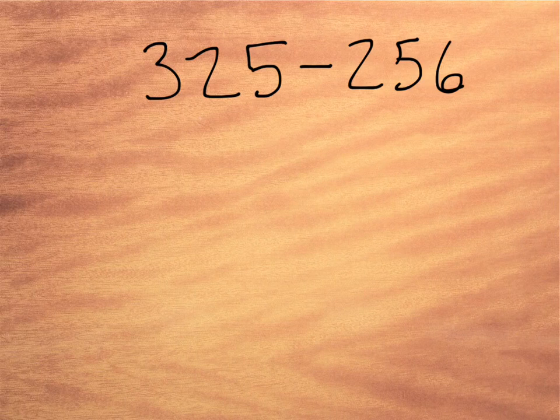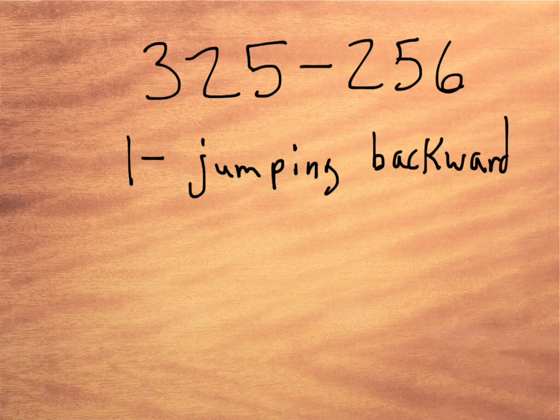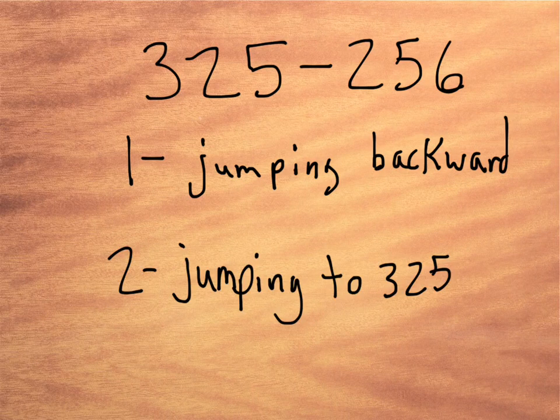So, let's look at subtraction. We're going to start off by looking at 325 minus 256. Now, there's two ways we could do this. First way is by simply subtracting, which would mean jumping backward on the number line. The second way would be starting at 256 and jumping up to 325. Fortunately, we're going to look at both of these examples about subtracting on an open number line.